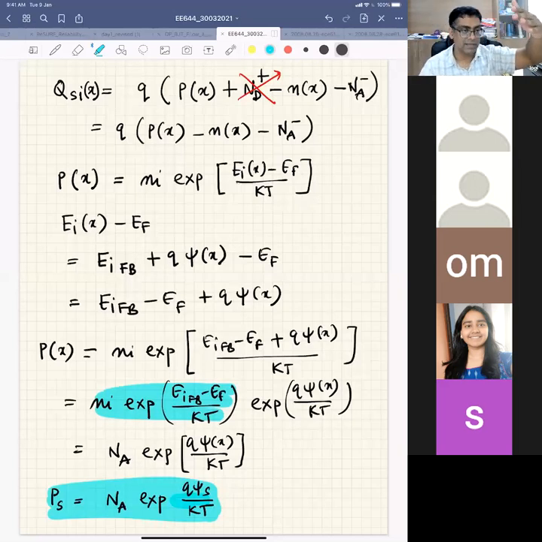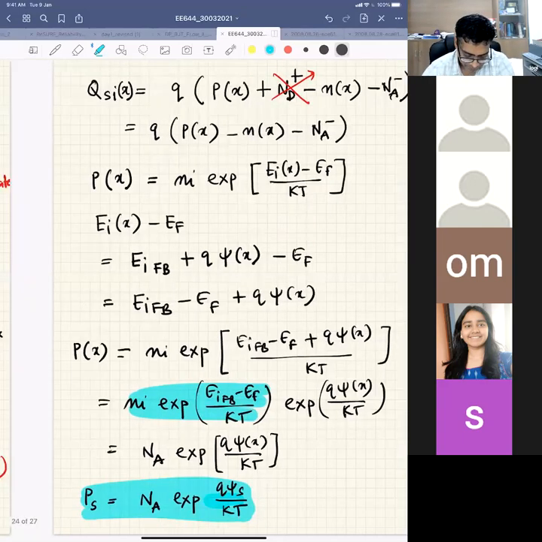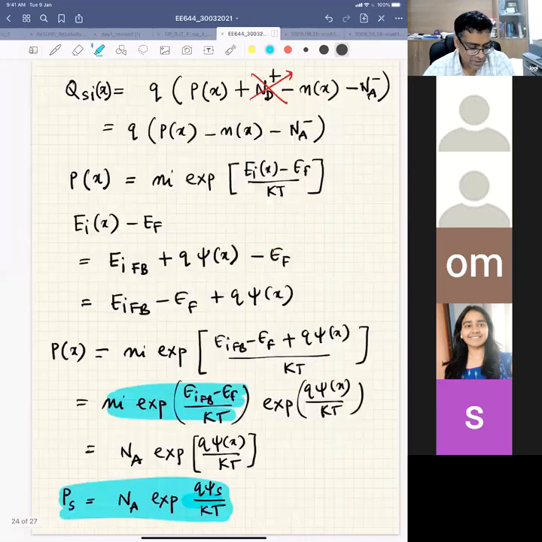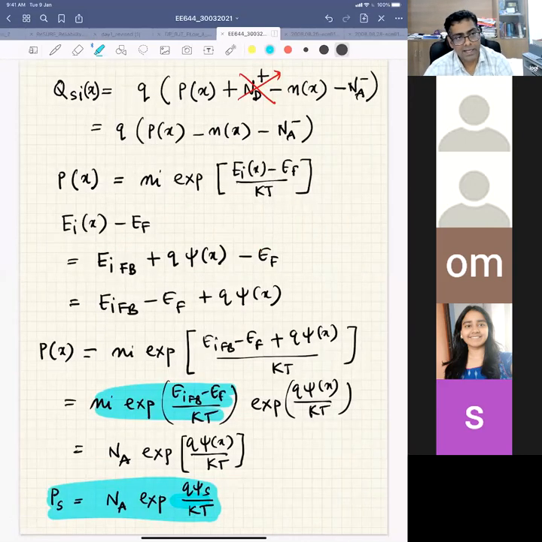So basically, if there is no band bending at the surface, if you're not applying any gate voltage, your surface potential is zero. So that means your holes are equal to Na, the doping in the substrate. But as you go on increasing your gate voltage, your psi s will increase in the negative direction, so your number of holes will also increase. So this is accumulation. If you apply negative voltage, your holes accumulate at the surface, and this accumulation happens exponentially.